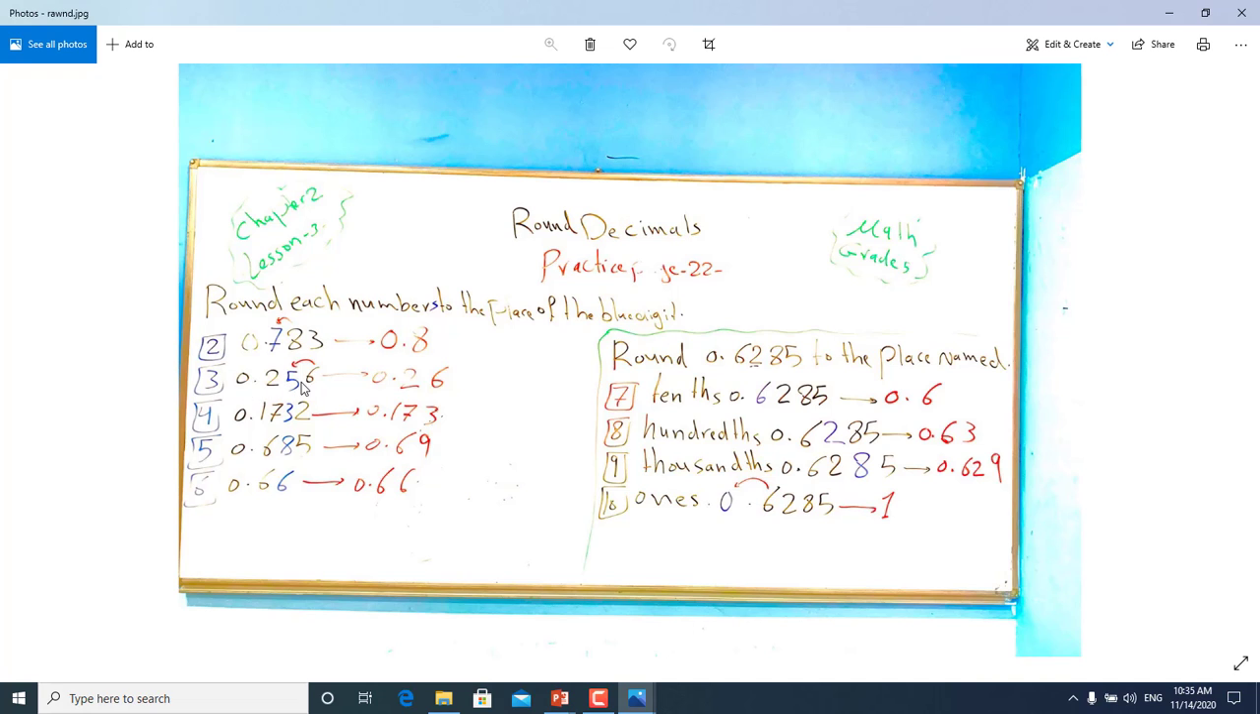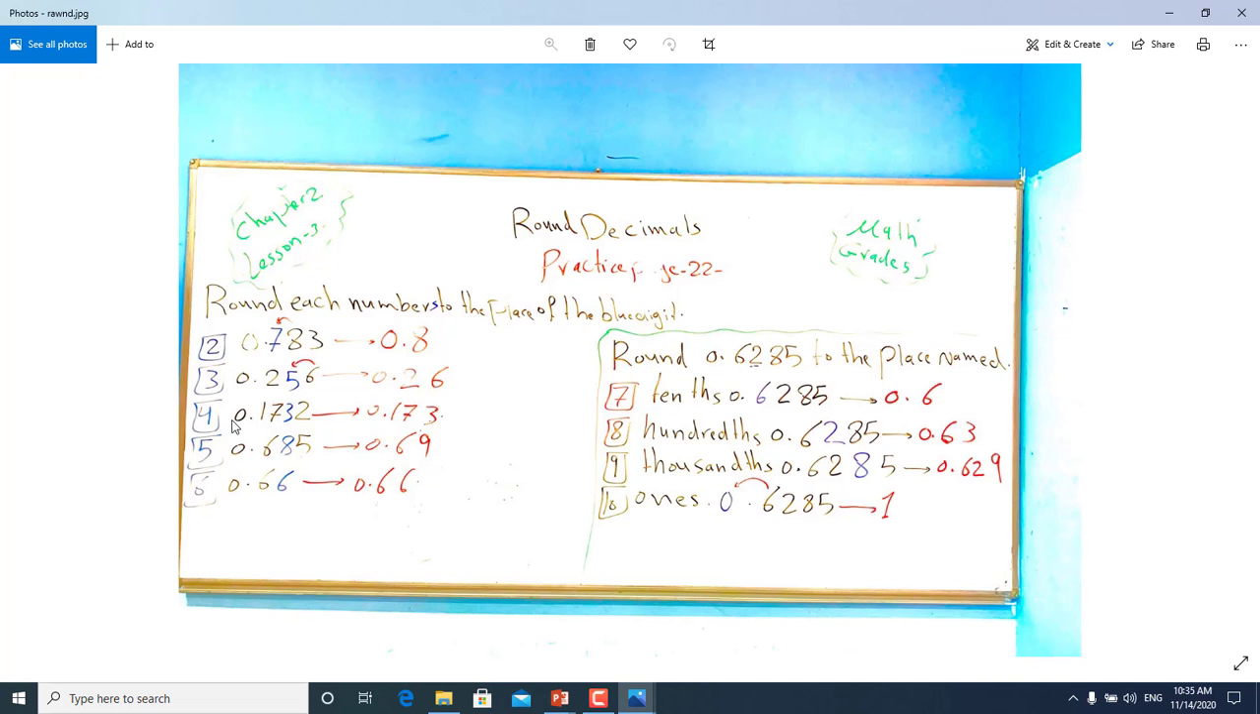After that, we have 0.256. We round for this 5 because it's the blue digit. It is from hundredths place. So any number we have before 5, 0.2, we will write again 0.2. We don't change anything of them. After that, we look at after 5, it's 6. So 6 is more than 5. You can increase 1 over this 5. This 5 will be 6.